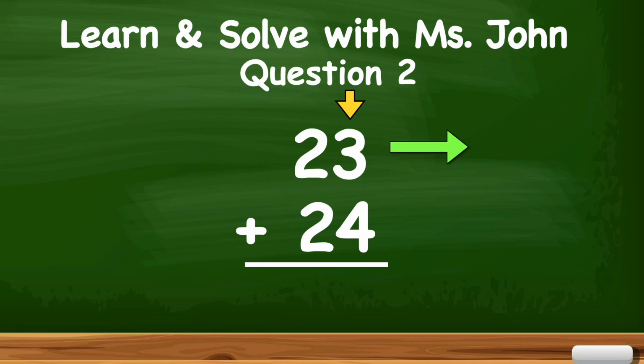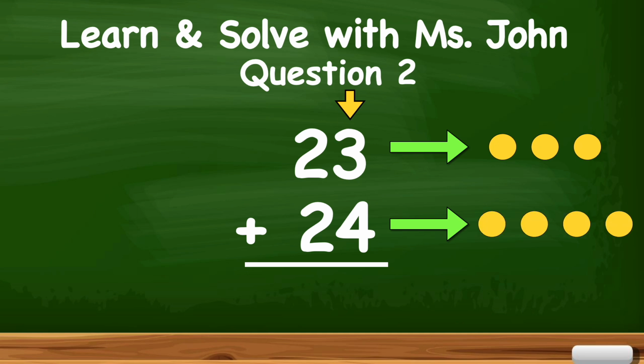By the first arrow, we're going to draw 3 dots. 1, 2, 3. By the second arrow, we're going to draw 4 dots. 1, 2, 3, 4. Now it's time to count the total number of dots we have. 1, 2, 3, 4, 5, 6, 7. So the answer for 3 plus 4 equals 7.